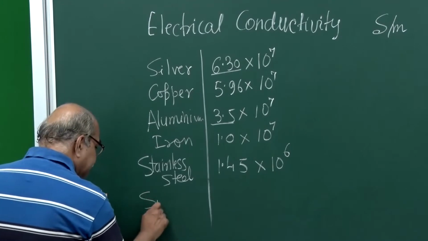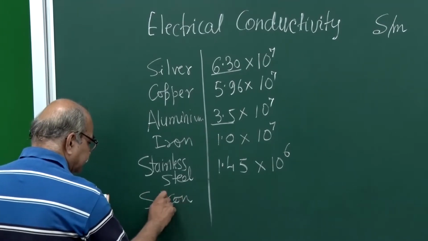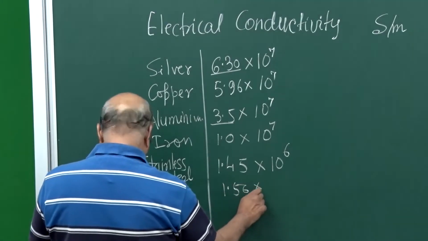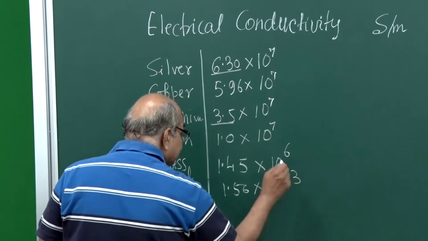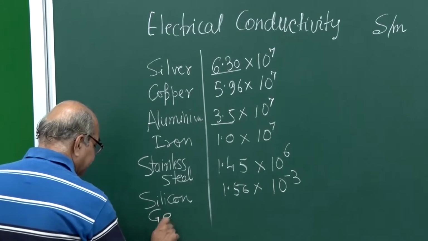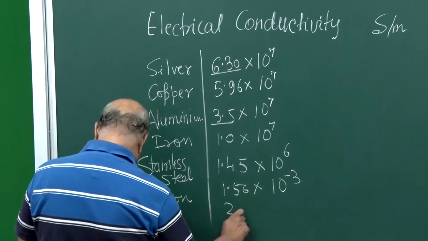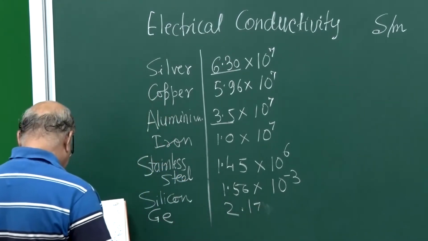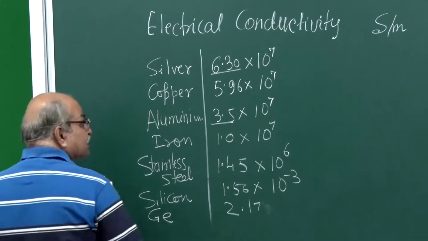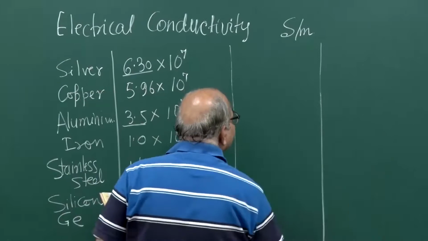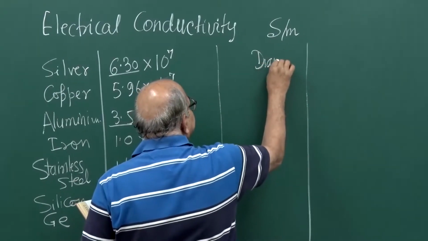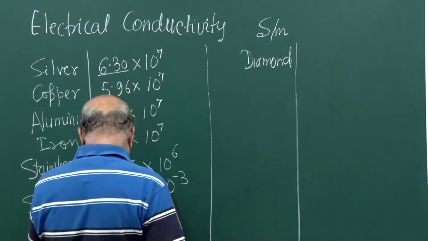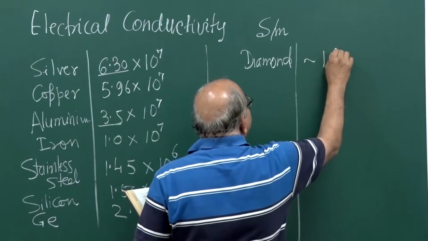And then silicon, the conductivity is 1.56 times 10 to the power minus 3. Germanium is just 2.17. Then you have diamond. Let us write here. Diamond, it is 10 to the power minus 21.